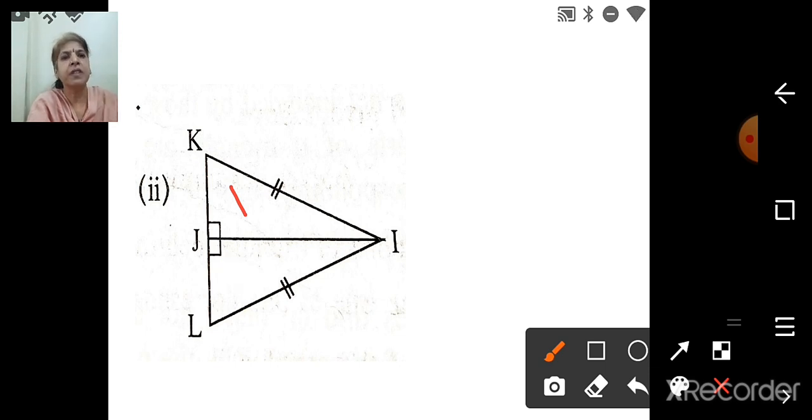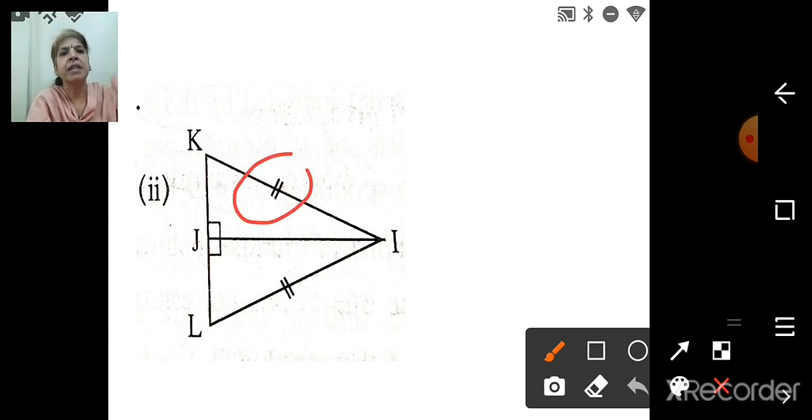Then observe the angles properly. You can see there's a marking of right angle, right? So IJK is a right angle. Even IJL is also a right angle. So if right angle is there, side opposite to right angle is hypotenuse. So in first triangle, the hypotenuse is IK. In the second triangle, hypotenuse is IL. So IK and IL, they are hypotenuse.